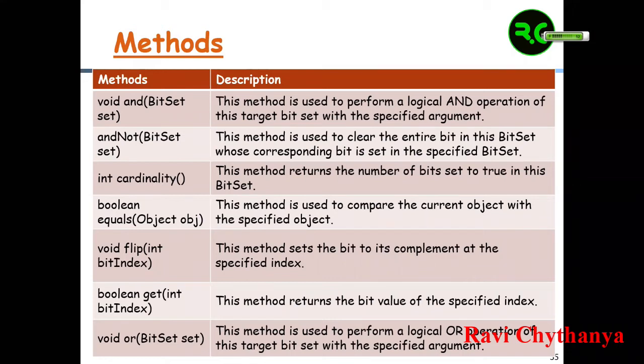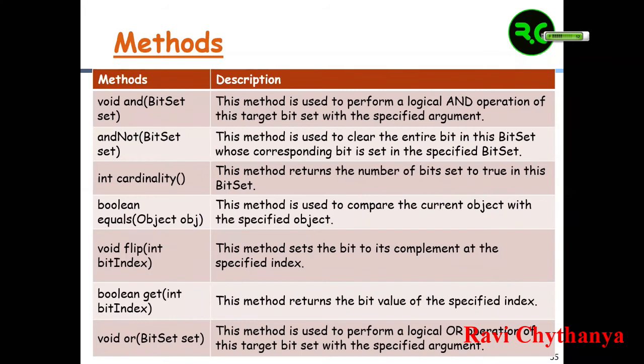Okay, so cardinality is going to return the number of bits set to true in the bitset. Boolean equals is going to compare the current object with the specified object. Flip is going to set the bit to the complement of the bit at the specified index. Boolean get is going to return the bit value of the specified index. And OR is a logical OR operation to be done on the target bit set.